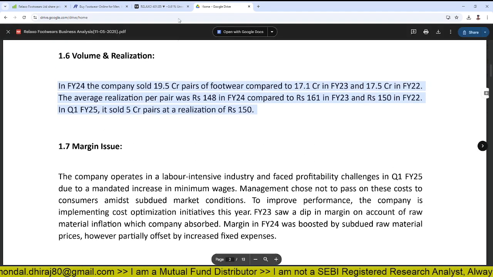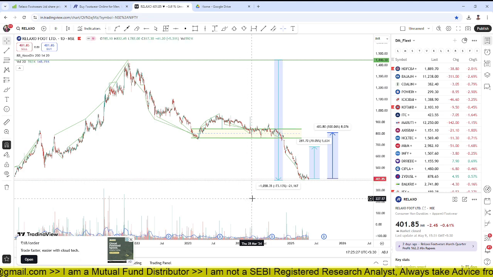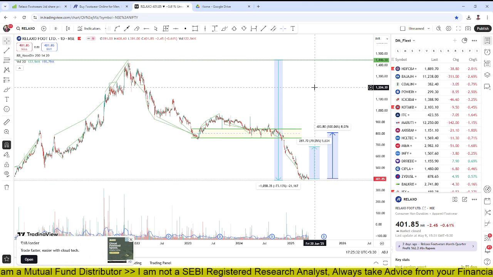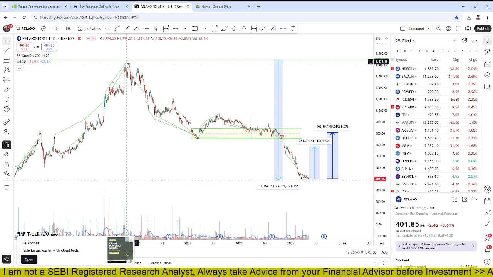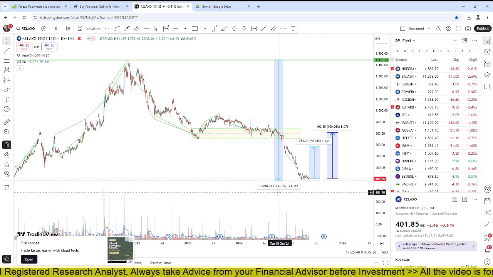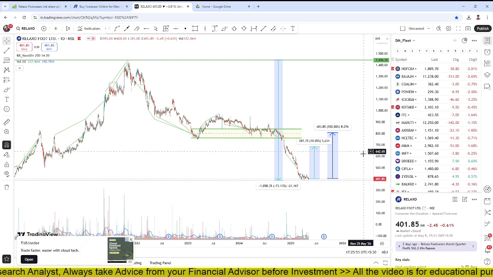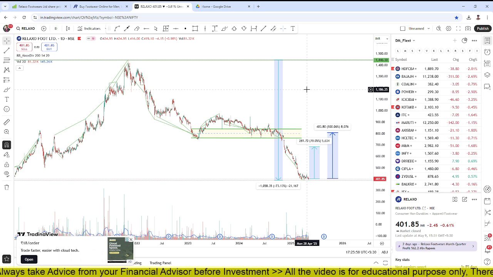Now why is this company falling like 73%? This company is falling from its 52 week high, that is 1446, and right now the company is at 401. So why is this company basically falling? We will find out the reason behind it, and whether this company is good enough to buy at this price. We will be discussing all this.